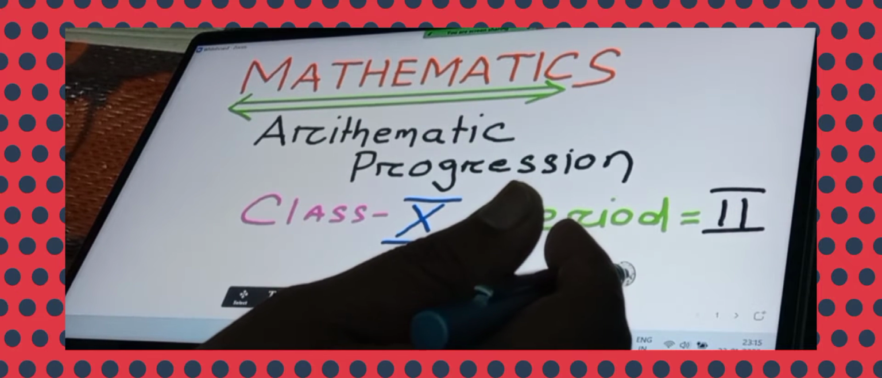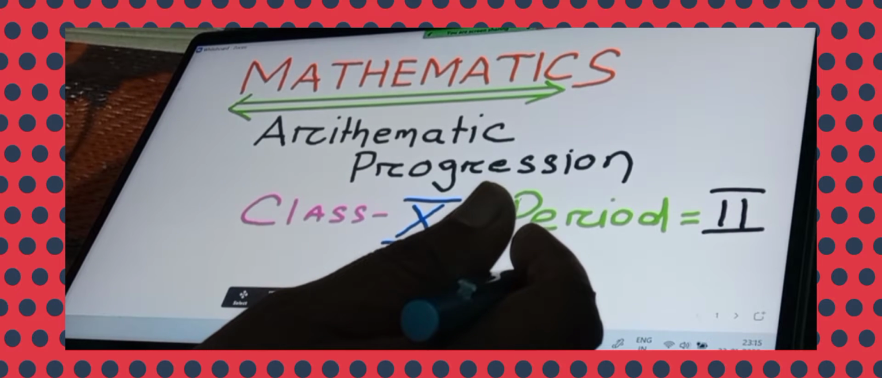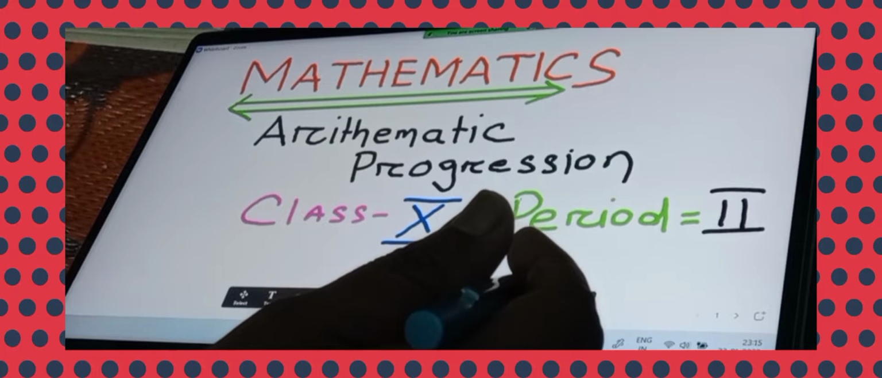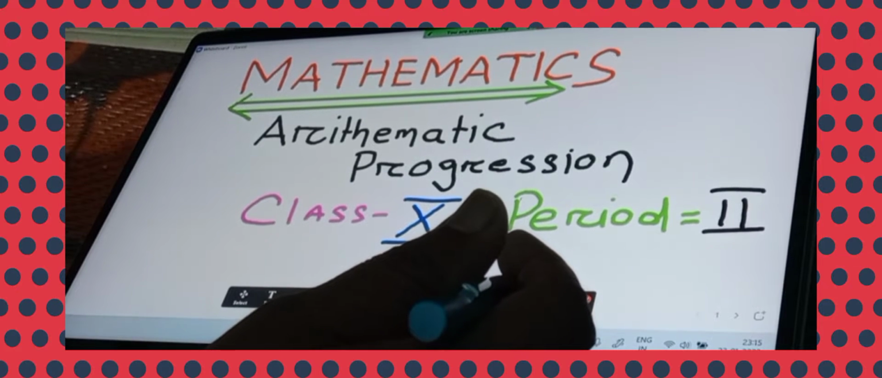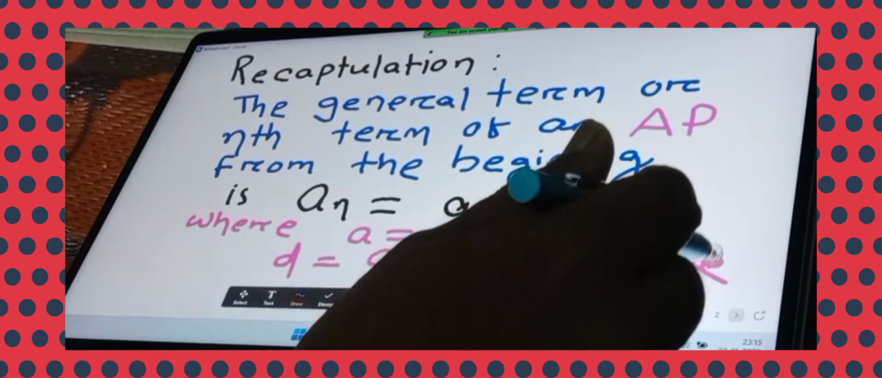In this class I am going to explain how you can find any term of the AP in the reverse order. Here I am going to derive the general term of an arithmetic progression from the ending, whose last term is given. Understand? Let's see.